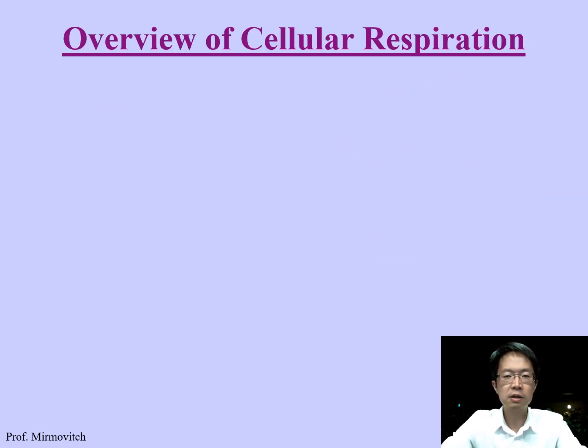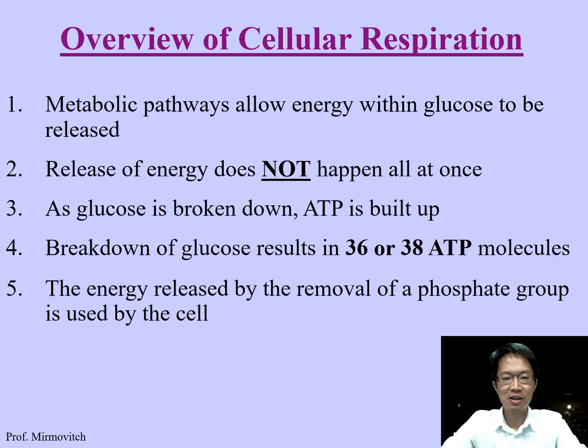So let's give you an overview of cellular respiration. Yes, the equation that I asked you to memorize: C6H12O6 plus 6 oxygen become 6 carbon dioxide and 6 water. That one you need to memorize for sure. Okay, the overview of cellular respiration. Other than just memorizing one equation, you need to know some basics.